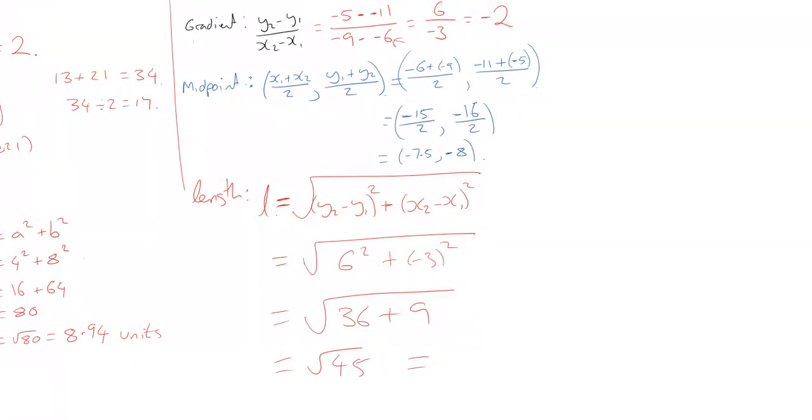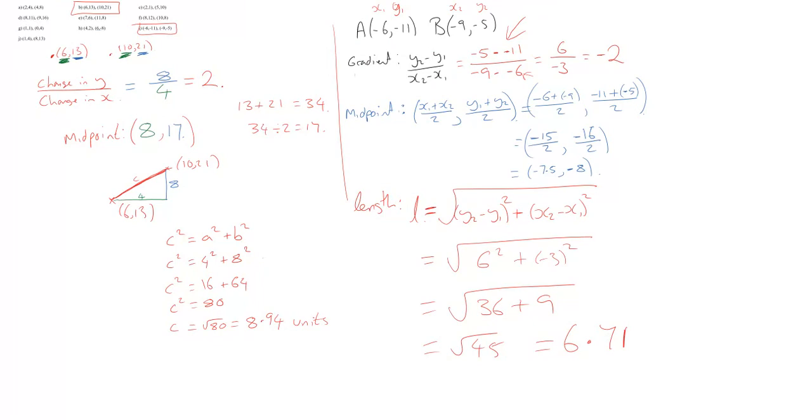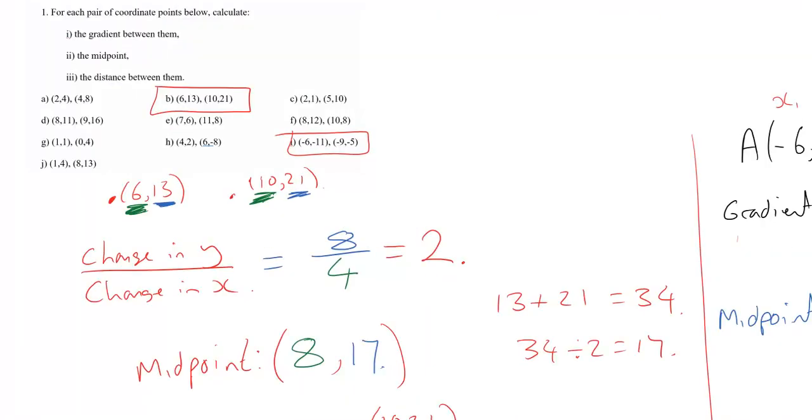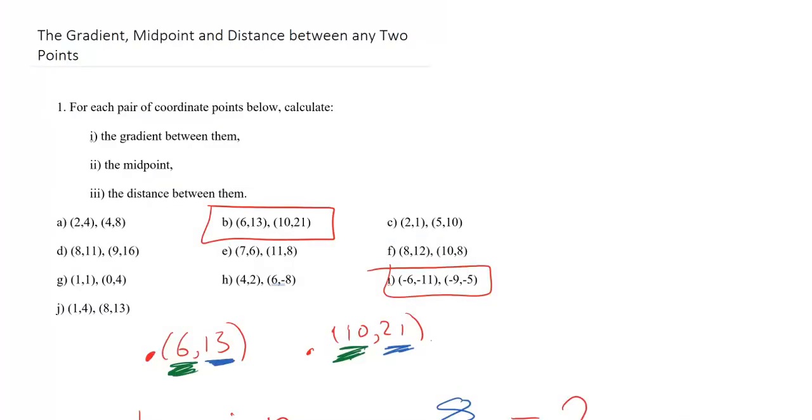And if we just quickly jump onto a calculator and do the square root of 45, that is going to be 6.71. So we have the length, the distance between the 2 points, which is 6.71. We have that gradient of minus 2, and we have that midpoint of (-7.5, -8). So hopefully with this video, you can understand how to calculate the gradient, midpoint, and distance between any 2 points.